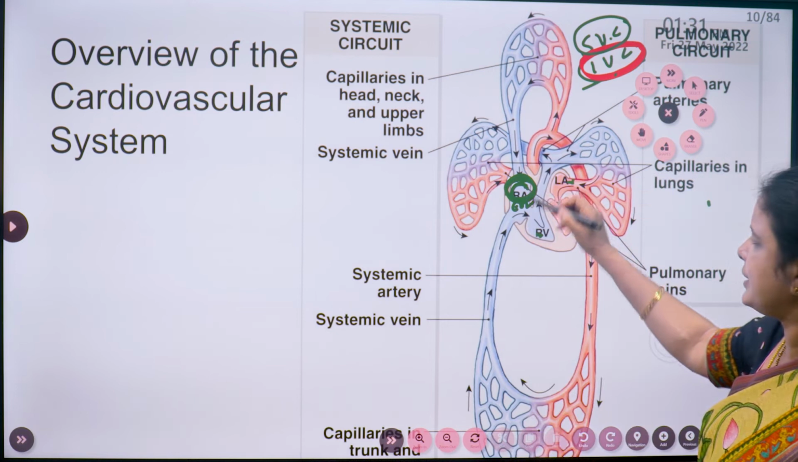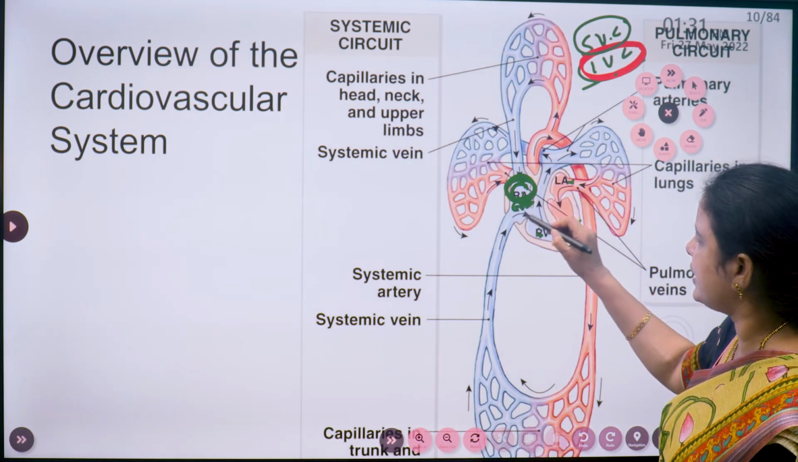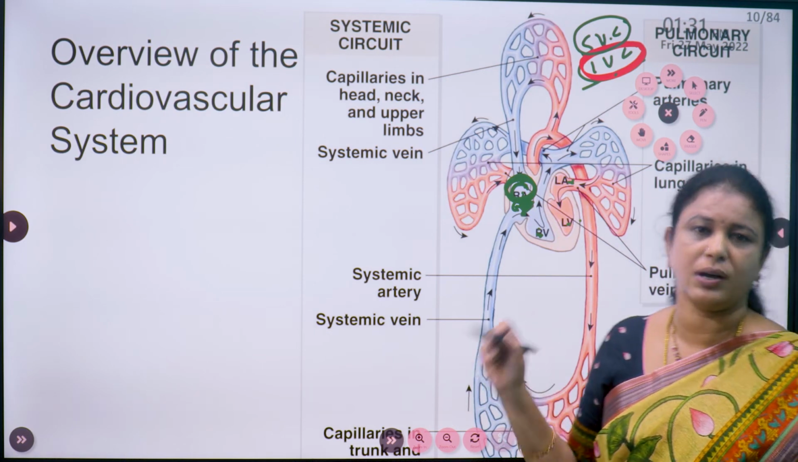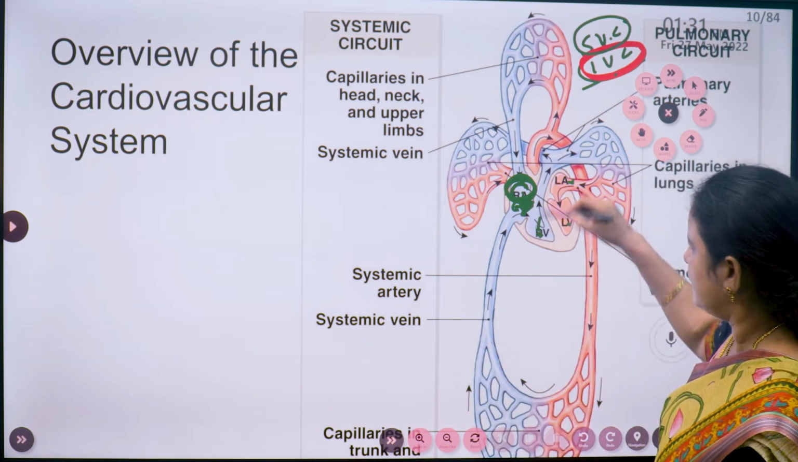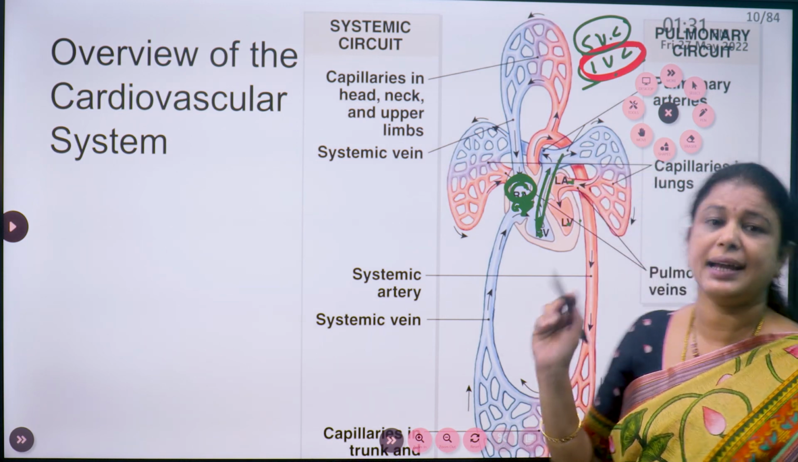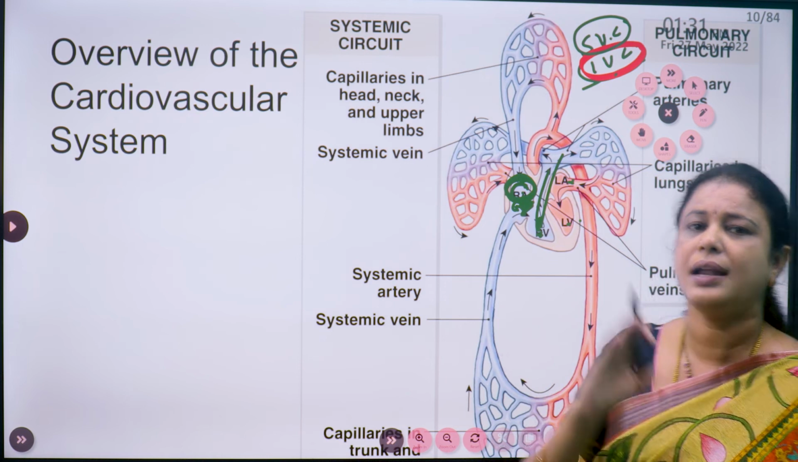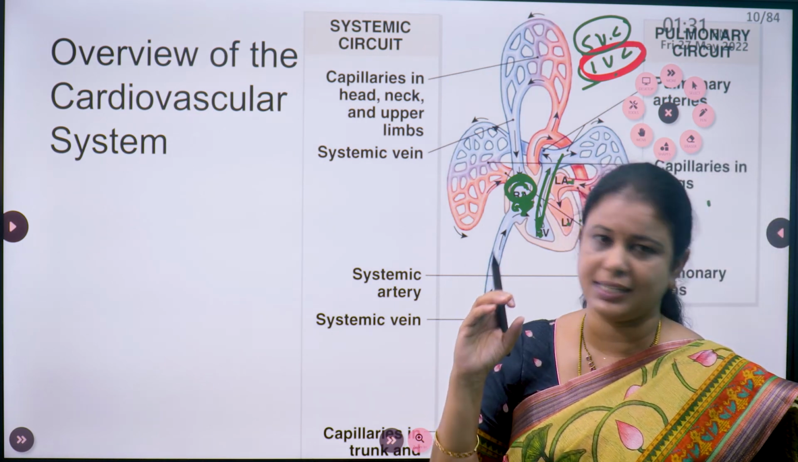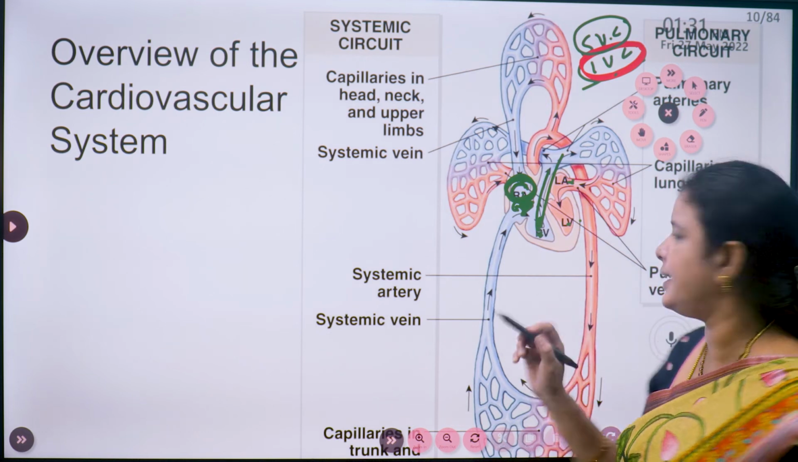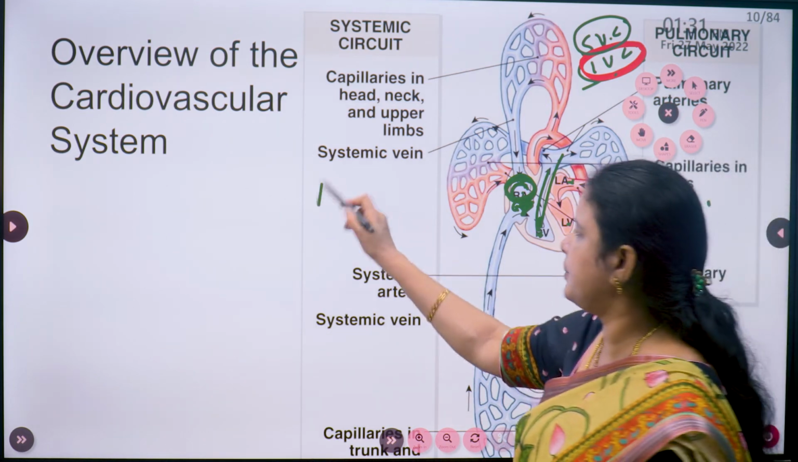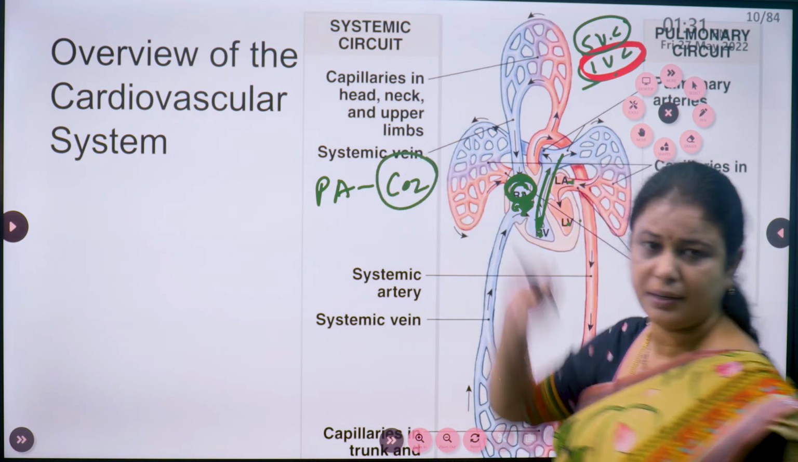From the right atrium, this deoxygenated blood enters into the right ventricle through the atrioventricular valve. From here, through the pulmonary artery. Usually all arteries carry oxygenated blood, but here the pulmonary artery carries deoxygenated blood.